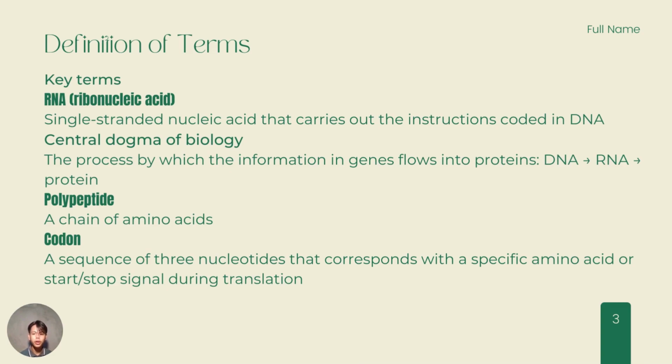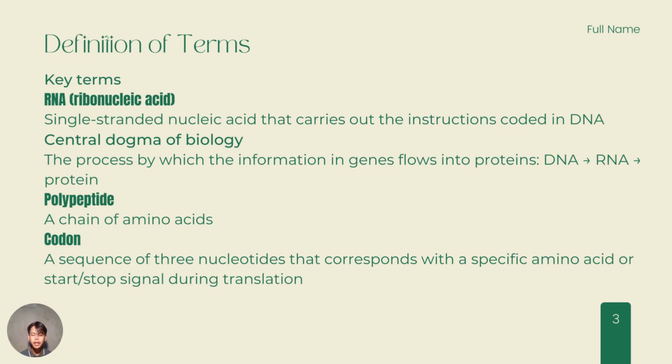So, before we move to our formal discussion, let's first define some of the key terms that we will encounter and are essential for the discussion. We have here RNA or ribonucleic acid. It is a single-stranded nucleic acid that carries the instructions coded in DNA. We have also the central dogma of biology, the process by which the information in genes flows into protein, from DNA to RNA to the production of protein.